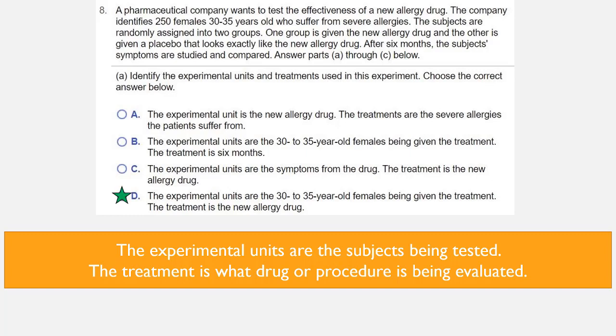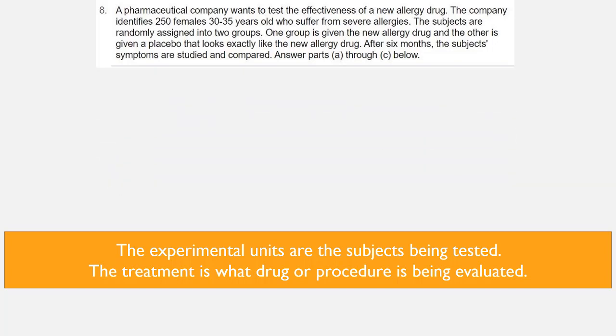So the correct answer here is choice D. The experimental units are the 30 to 35-year-old females being given the treatment. The treatment is the new allergy drug. So that's your answer to part A. Let's move on to part B.